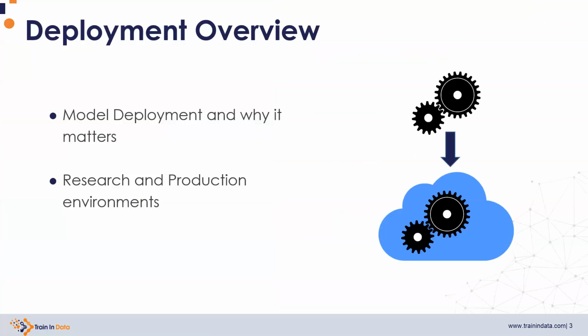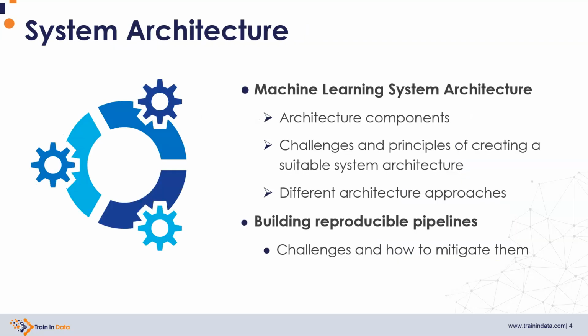In the next section, we will give an overview of model deployment. We will discuss what model deployment is and why it matters, and then we will introduce the concepts of the research and the production environment in case these are new for you. We will then move on to discuss the machine learning system architecture. What are the key components of this system architecture?